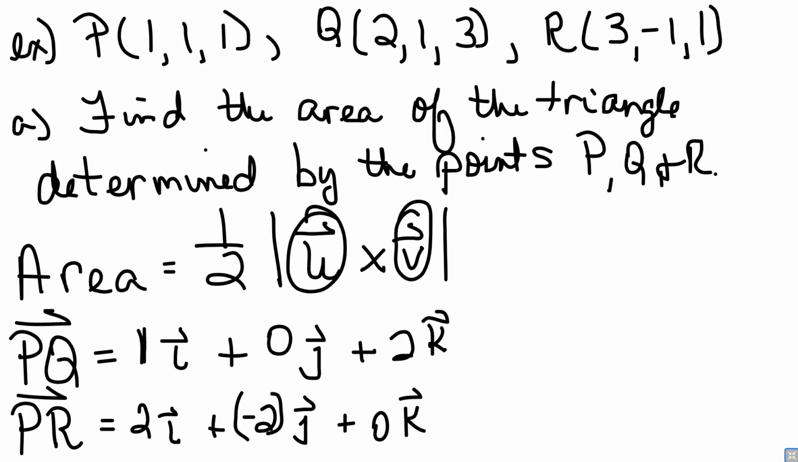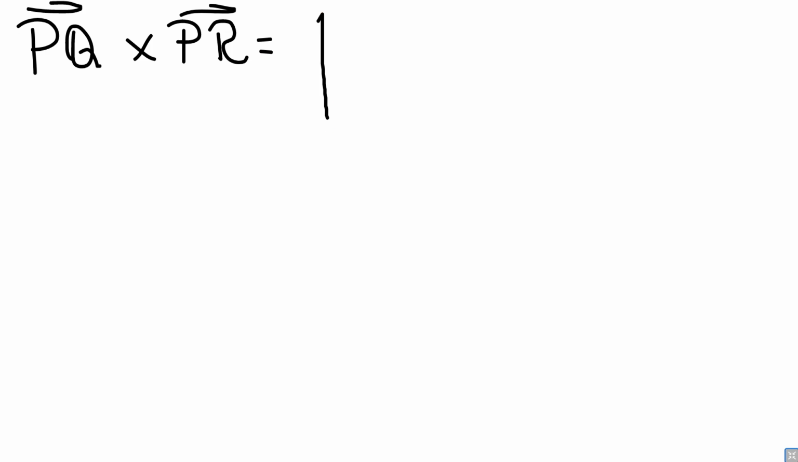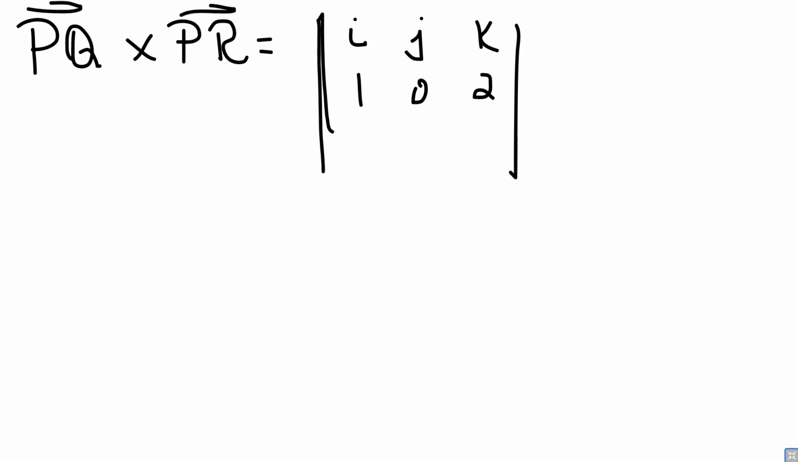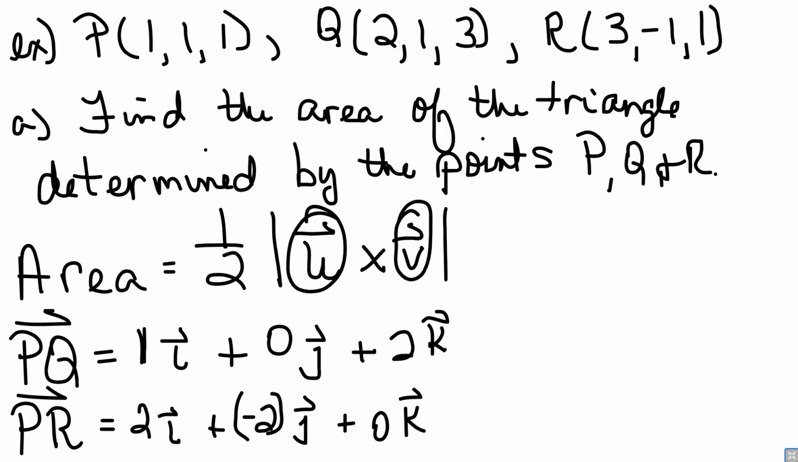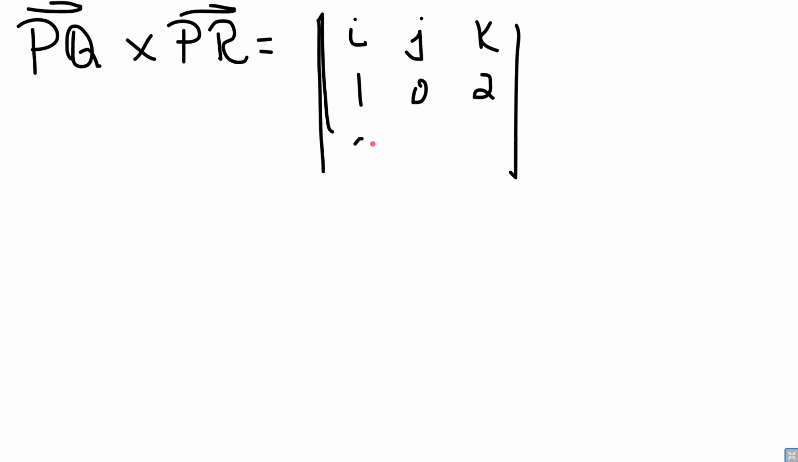Okay, so next, we've found our two vectors. So what we're going to do next is we've got to do the cross product of these two vectors. Okay, so if we set this up, we're going to have our i, j, and k. All right, and then our values are going to be, got to go back and look, 1, 0, 2. And then for the second one, it's going to be 2, -2, 1. Excuse me, 2, -2, 0.